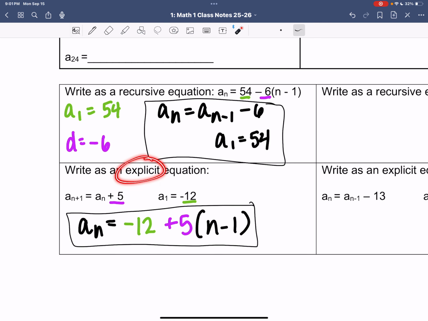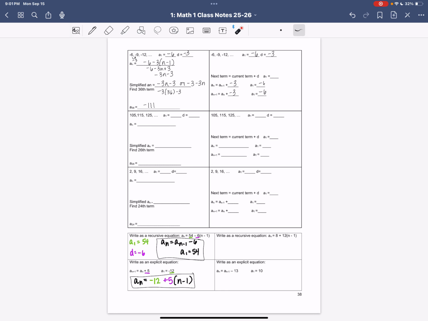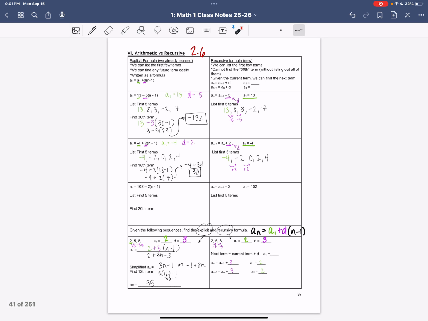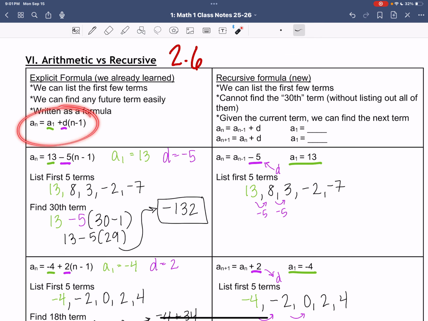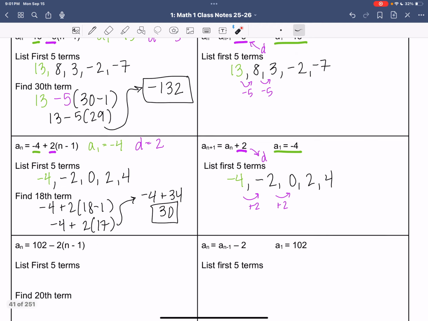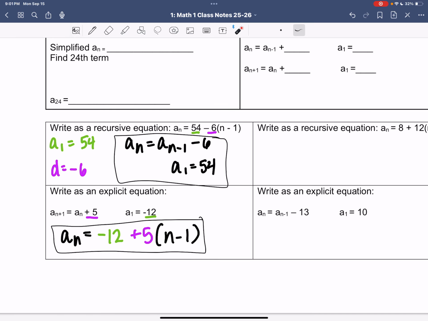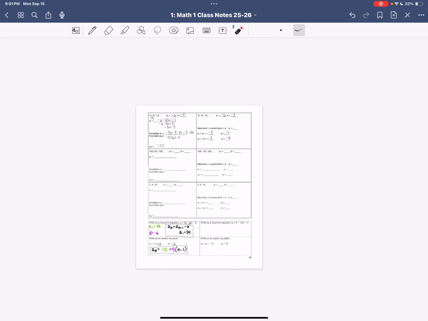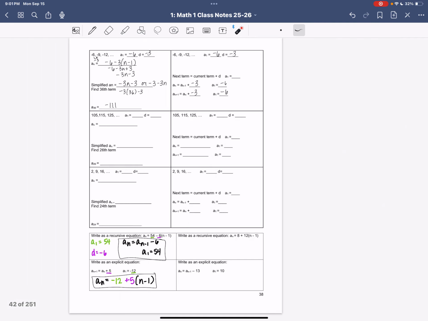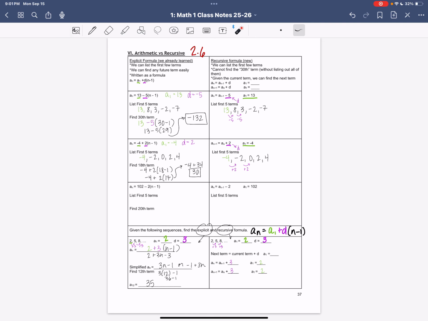And then now we're going to write it as an explicit equation. So explicit are the easier ones to solve. You just take whatever your difference is, and then you take whatever your first term is and plug it in. So it's just remembering which one is which for this. But explicit is pretty easy. We've talked about that before. Recursive is a little bit different, which is right here. All right. And that is your explicit and recursive, or excuse me, arithmetic versus recursive.